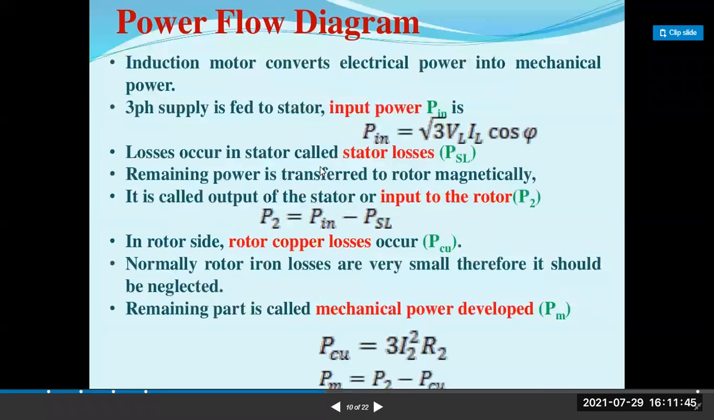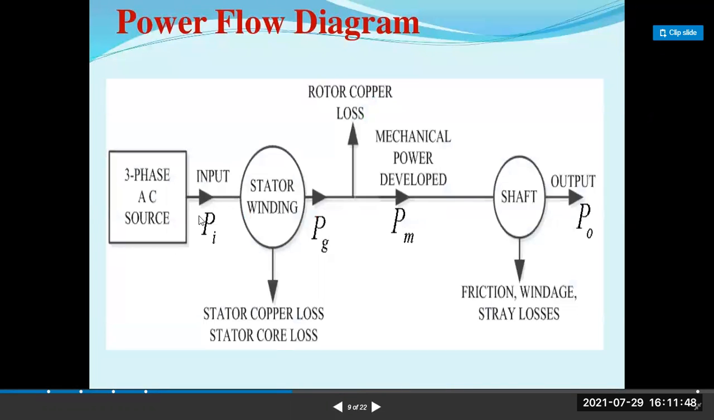So in this single line diagram, this is the input power, that is root 3 VL IL cos phi. Then there is a loss occurring in the stator winding, named PSL. After subtracting this PSL from P1, you will get P2, or you can say PG, the input power to the rotor. Now, the rotor part will have two types of losses, rotor copper loss and iron loss. Iron loss has the lowest value, so it can be ignored, and there will be only copper loss. Subtracting the copper loss from the rotor input, you will get the mechanical power developed.